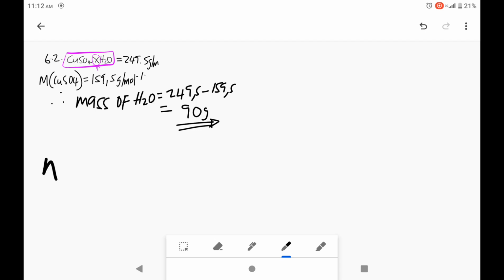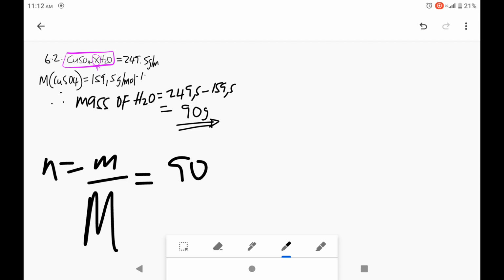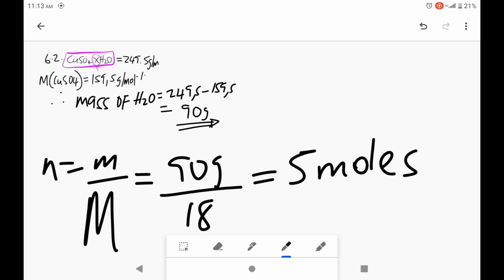So we're gonna use n equals m divided by molar mass. We found the mass of water. The molar mass of H2O is 18. Of course, go to your periodic table and calculate the molar mass. I will teach you how to calculate the molar mass in the next video. We have the mass of hydrogen, which is 1 times 2, plus 16 for the mass of oxygen, and then 90 divided by 18. You're gonna get 5 moles, and this 5 is the x that we were looking for.